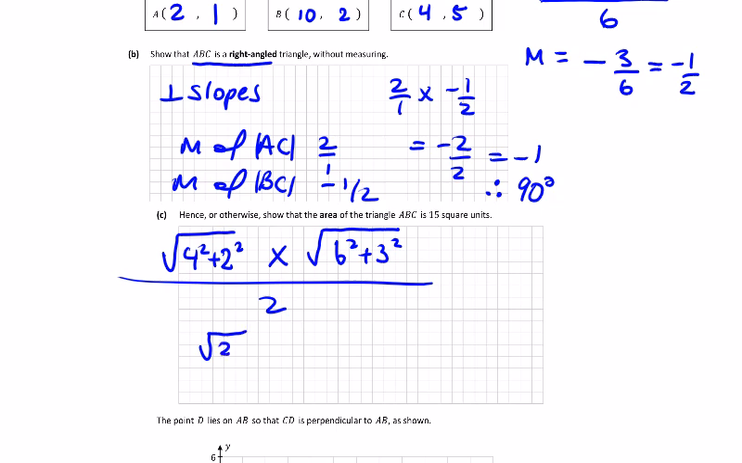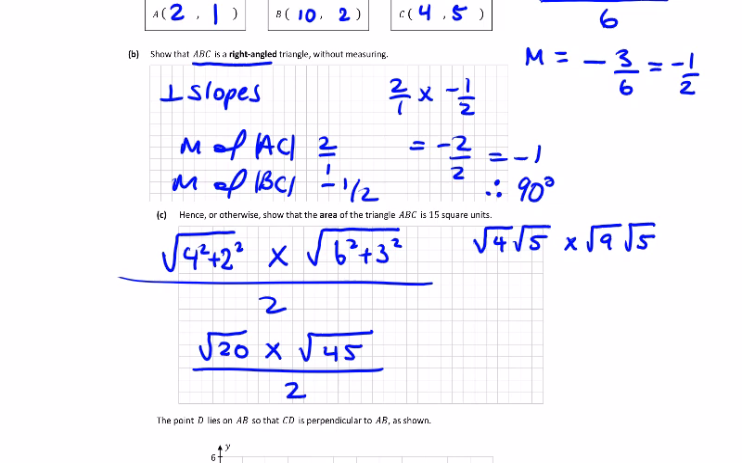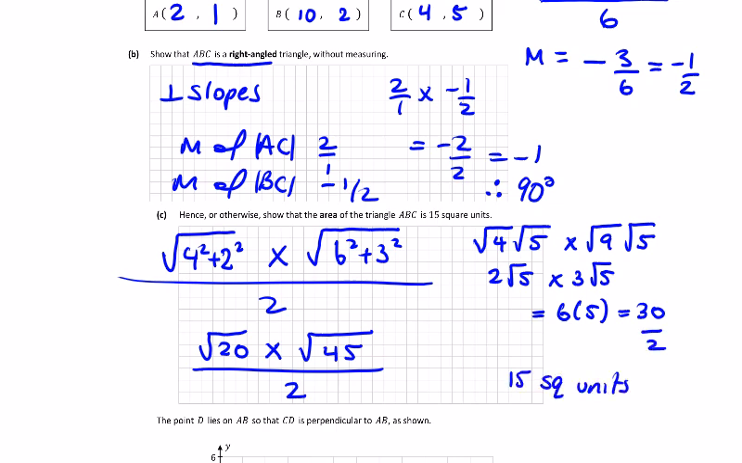So the first one is the square root of 20, 16 plus 4, multiplied by the square root of 36 plus 9 is 45. You divide all that by 2 and use a calculator. The calculator will break the surd up like this on top to give you 2 root 5 by 3 root 5, which is equal to 6 by 5, which is 30. And if we divide that by 2, we get our 15 square units. But you guys just type this in, it will give 15, and you've got the question done.